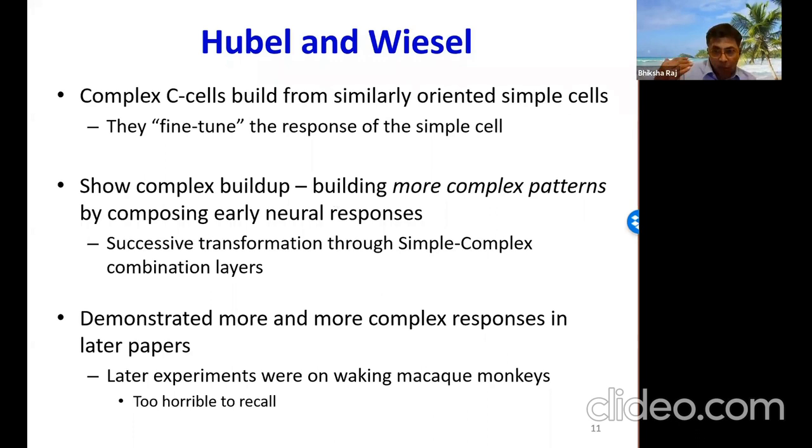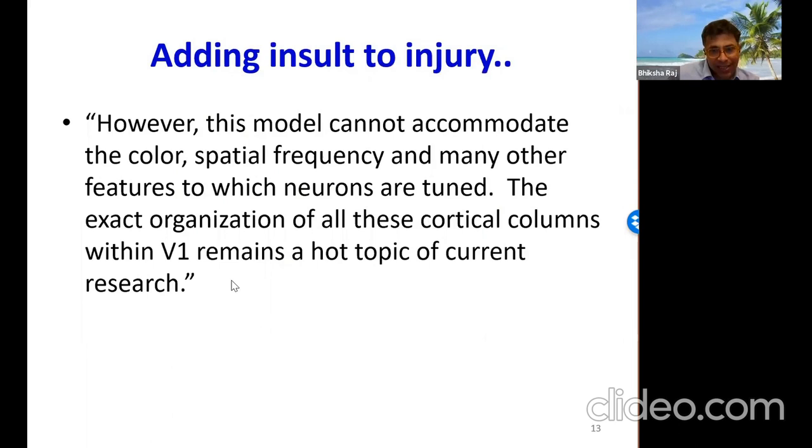Later on, Hubel and Wiesel continued with more experiments on waking macaque monkeys, and those experiments are quite evil and would probably not pass muster with animal rights folks these days. So we won't talk about them, but this is the kind of animal they worked on later. And of course, adding insult to the injury to the poor cats that they ran the experiment on, they later concluded that their model was perhaps not quite right.